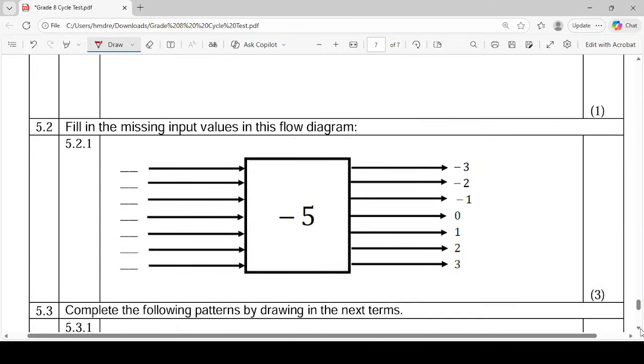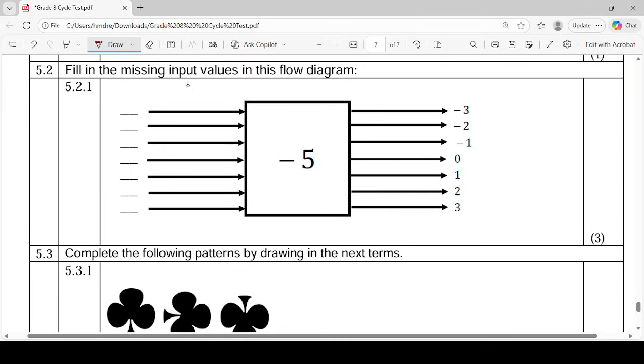And then fill in the missing input values in the spider diagram. So something take away 5 gives me -3. So that would be 2 take away 5 gives me -3. 3 take away 5 gives me -2. 4 take away 5 gives me -1. 5 take away 5 gives me 0. 6 take away 5 gives me 1. 7 take away 5 gives me 2. And 8 take away 5 gives me 3. Okay, so you just go 2, take away the 5 gives me this number. That's how these ones work.